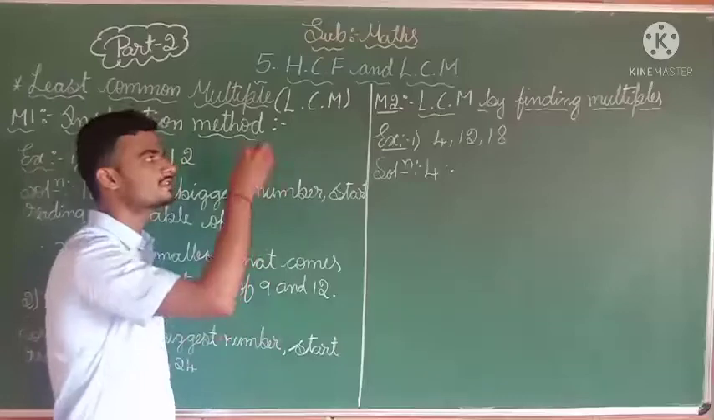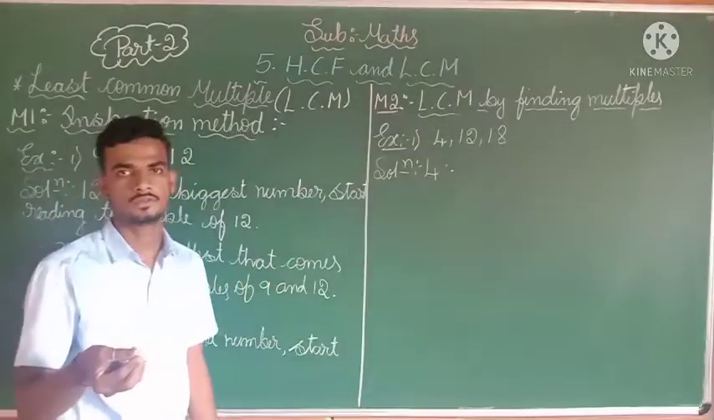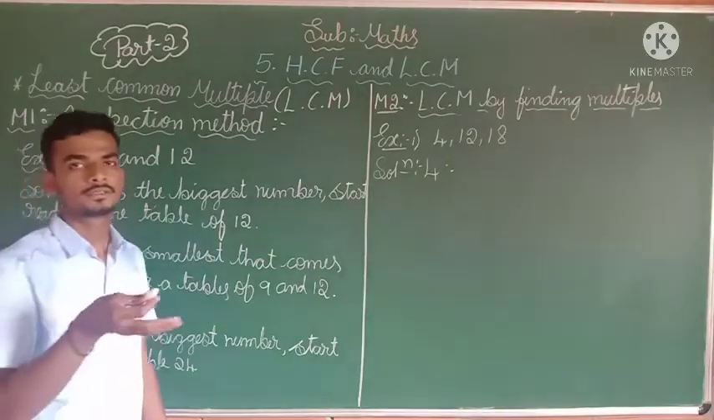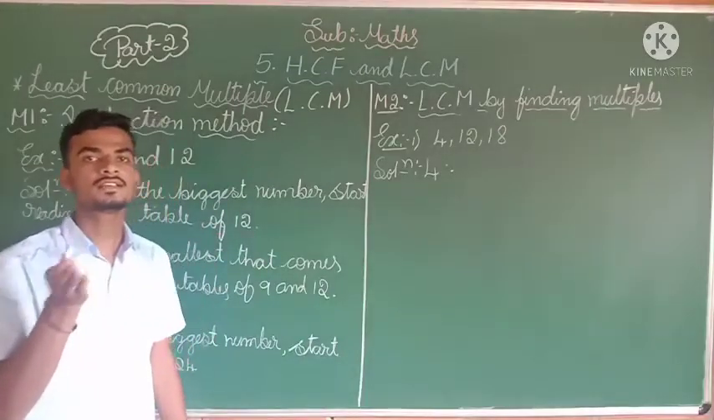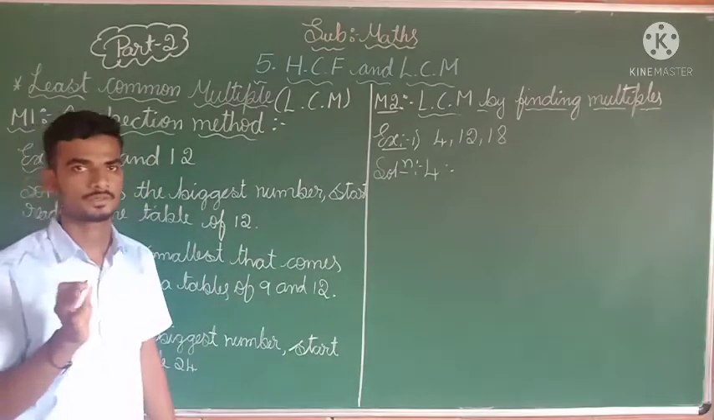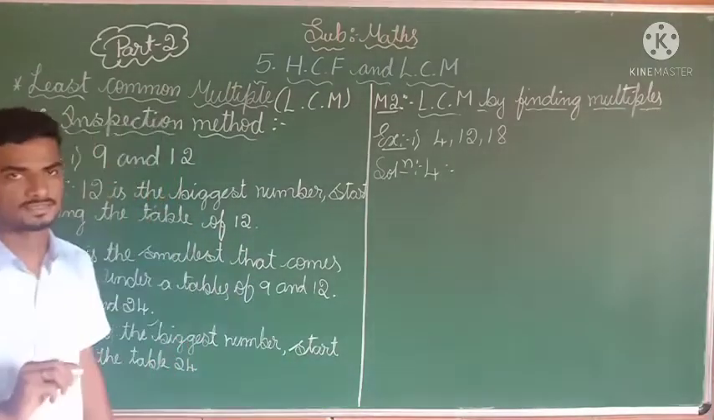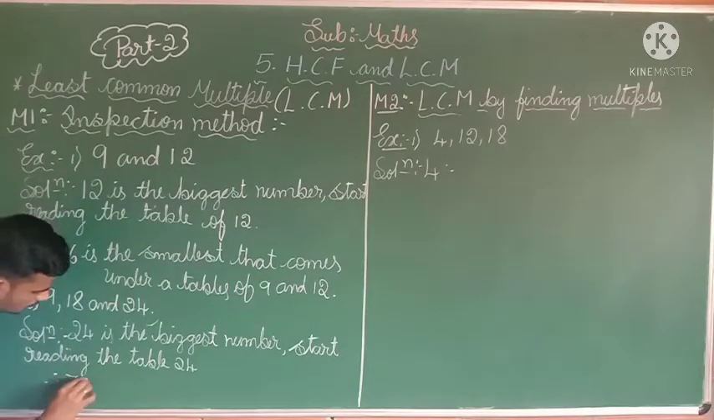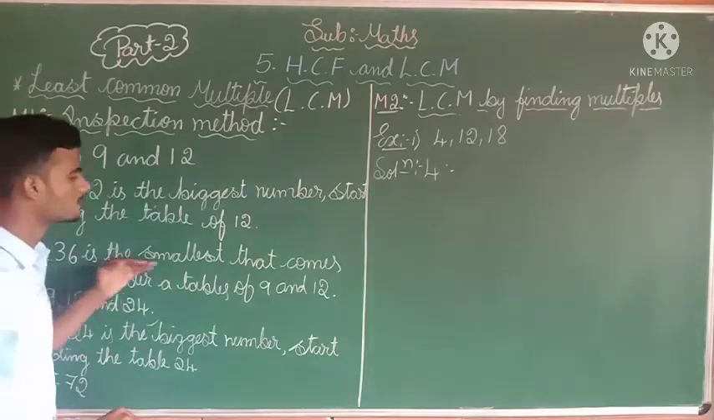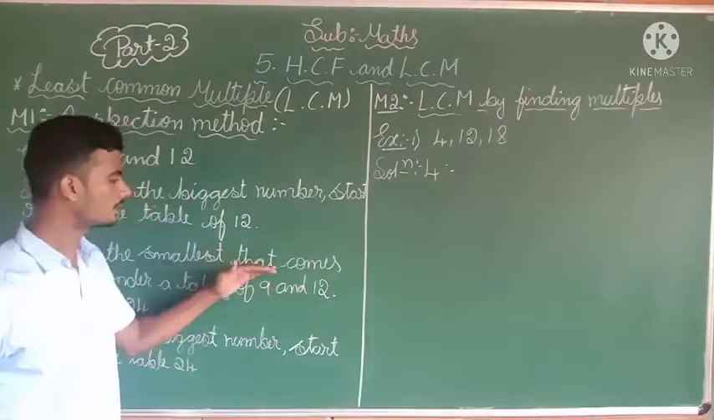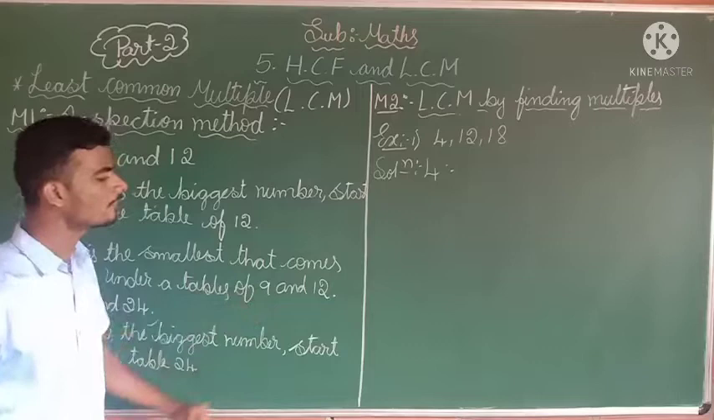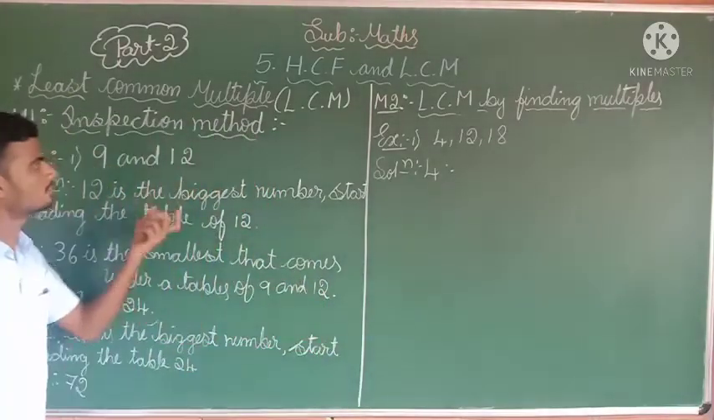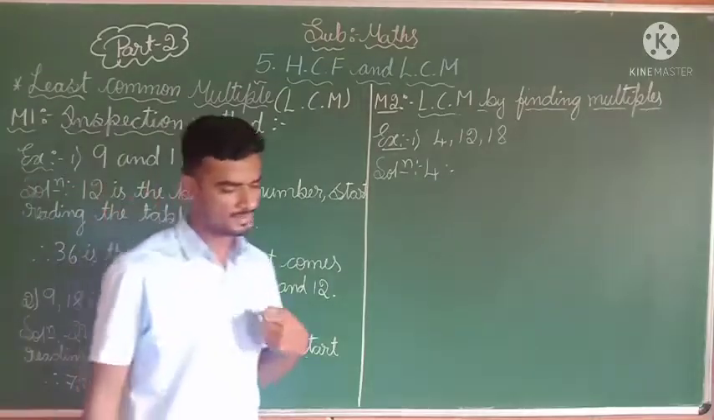Okay. So first you note down all the tables. After noting down all the tables up to 10, then you want to check which is the least common multiple. Then that itself is your answer. Therefore, 72. Okay, 72 is the smallest number that comes under the tables of 9, 18 and 24. In this way you have to find the solutions for given numbers.